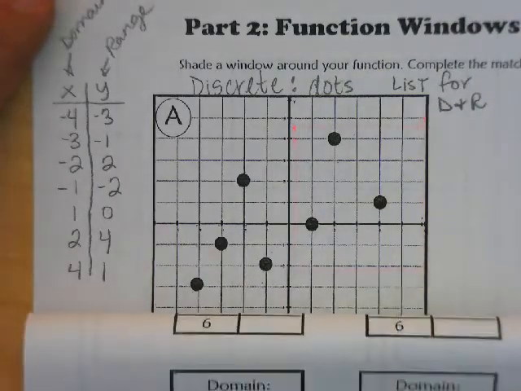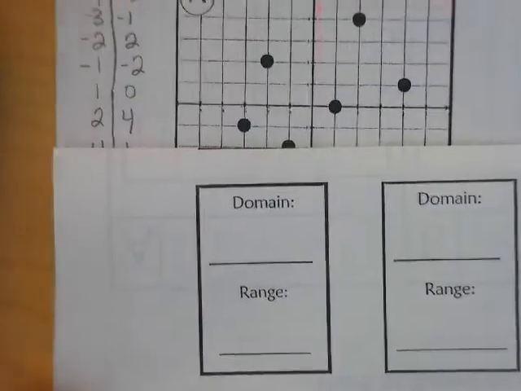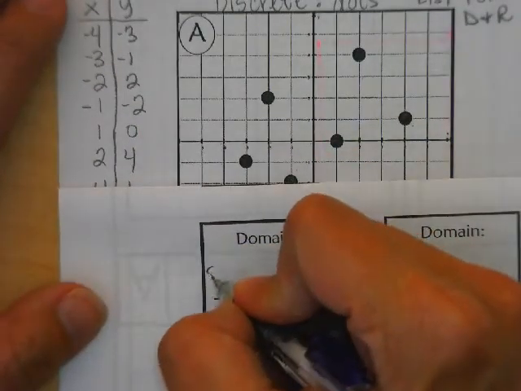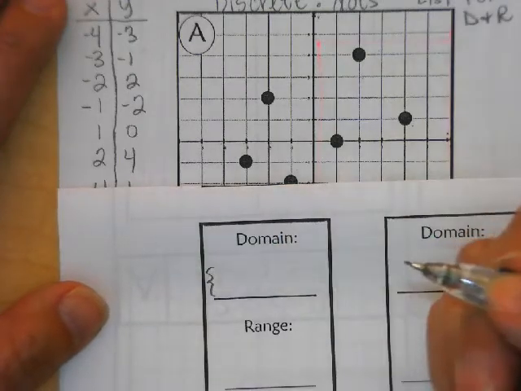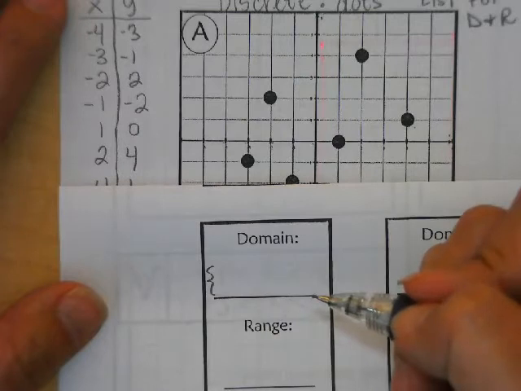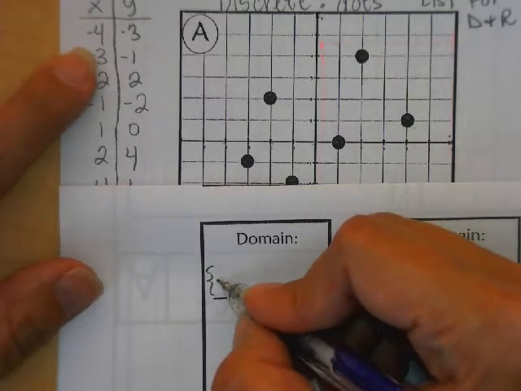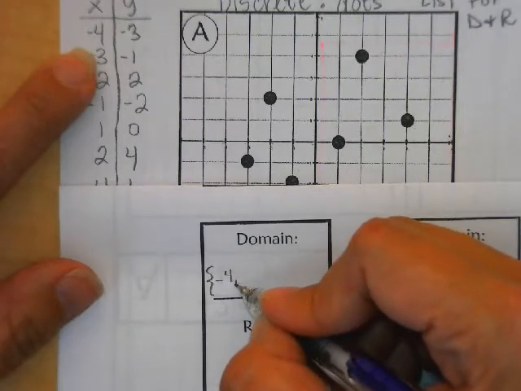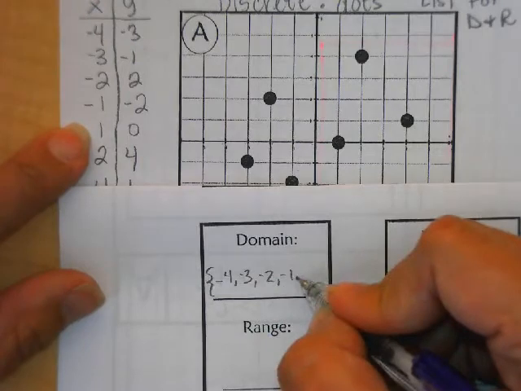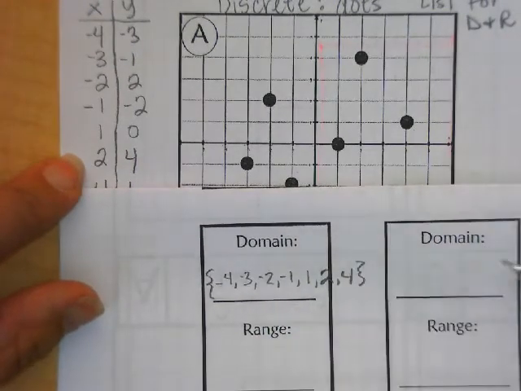So here's my second page. I'm just going to fold it so I can see where it says domain and range. So we're going to list them. So domain, we always use this little, it's called a brace. It's like a little squiggle line. If you don't know how to make that brace like that, then just draw a squiggle. This is saying that it is a set of numbers. So we have, what are our X values? -4, -3, -2, -1, 1, 2, and 4. That is our domain.